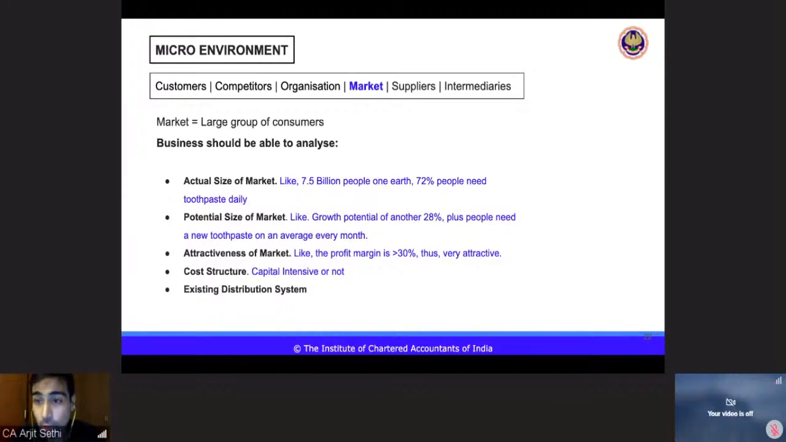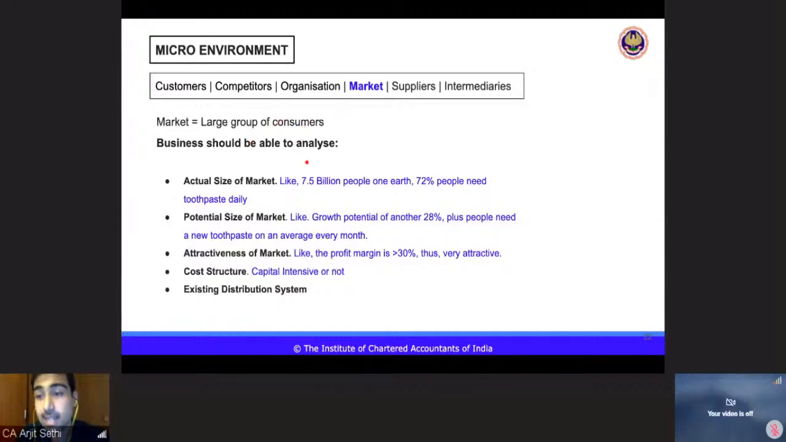Market is a huge ocean. Consumers and customers are all the fish inside that ocean and sea. You have to capture the maximum number of fish from that ocean. Ocean is market, fish are consumers and customers, right? Okay. So market is a large group of consumers.